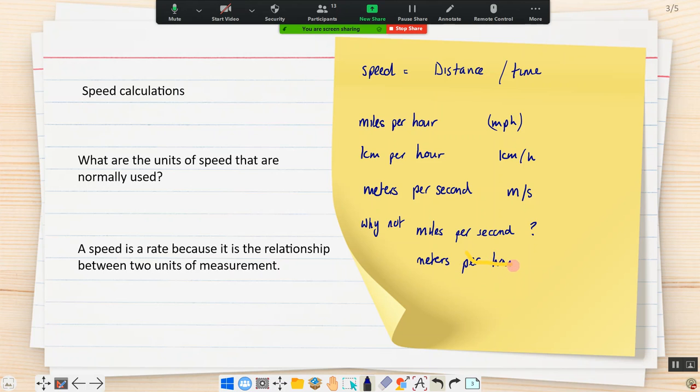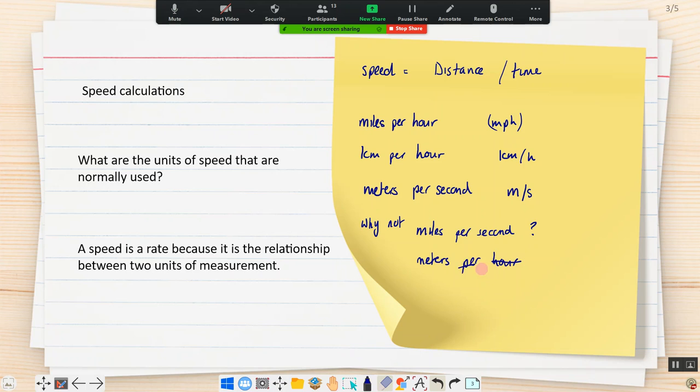Let's have a look. So I don't know why there's a yellow line there. I don't know whether you can see it. No, it just seems to be there. I've got meters per hour. Can you see a yellow line? Oh, it's gone now. There you go.